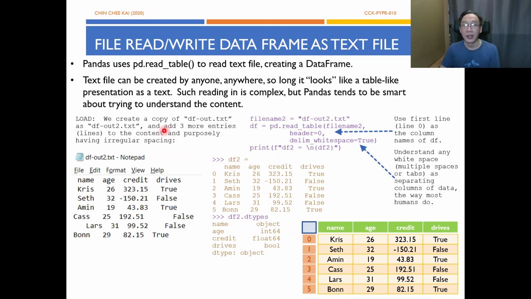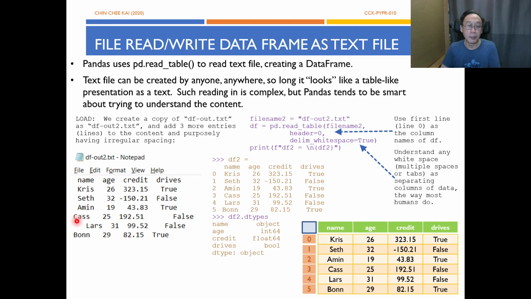No, you can do it yourself. What you do is you make a copy of df out, rename it as dfout2.txt, so it's a different file, okay? And then you hand type in, using Notepad or a file editor, or if on Mac, some form of text editor, open the df-out2.txt and then manually type in 3 new entries.